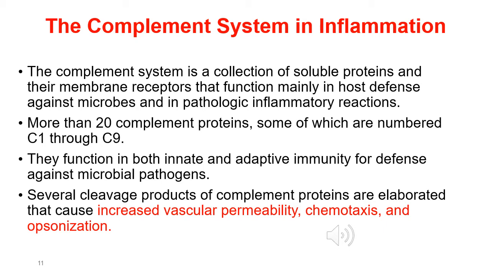Several cleavage products of complement proteins are elaborated that cause increased vascular permeability, chemotaxis, and opsonization. Opsonization is the attachment of an antibody or a substance to the microbe to make it more vulnerable to the immune system and to be attacked by other arms of the immune system. This is a process which we call opsonization of the antigens.